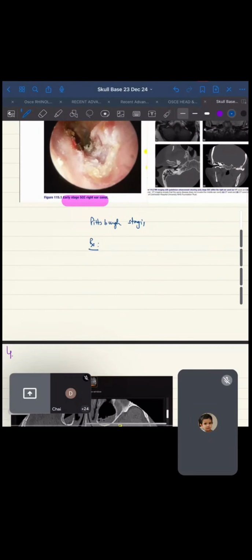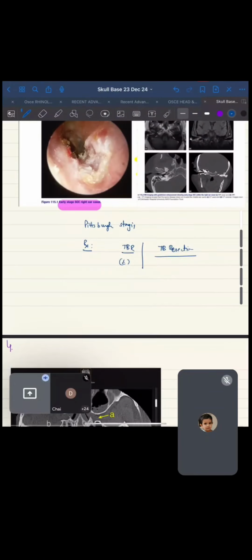Okay, so this is basically your temporal bone resection. This can be extended or lateral temporal bone resection. Please read about it. Read about temporal bone resection. There is a very beautiful diagram which mentions what all things you will remove in extended temporal bone resection and what all you will not remove. Okay, so that can be a very possible question in part of your table viva also, and might be of OSCE also.